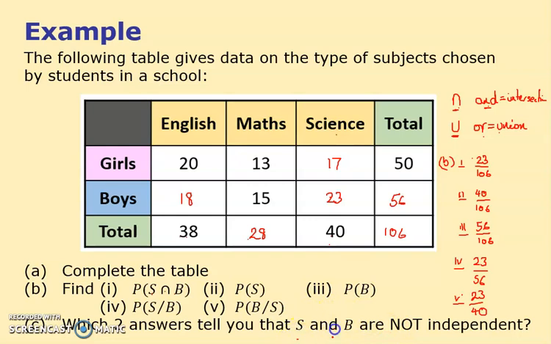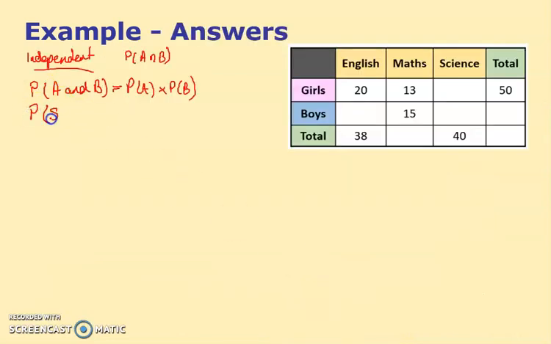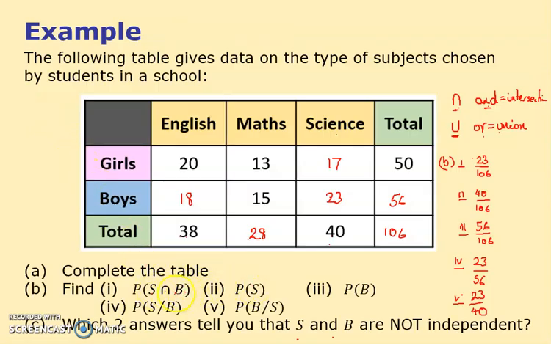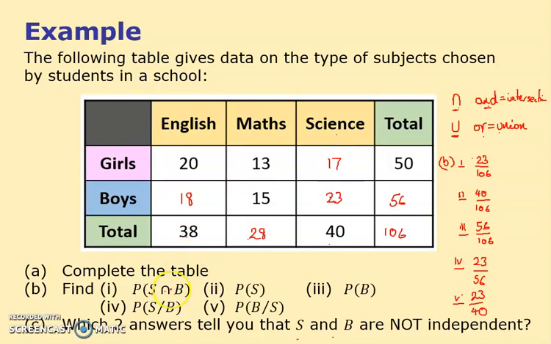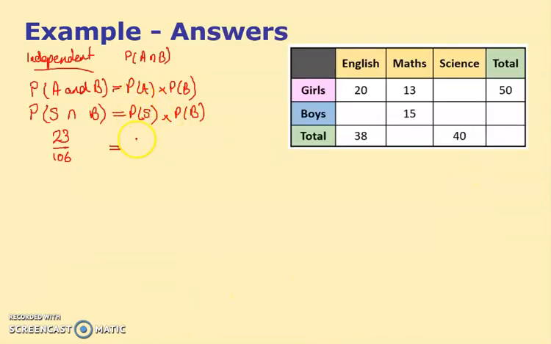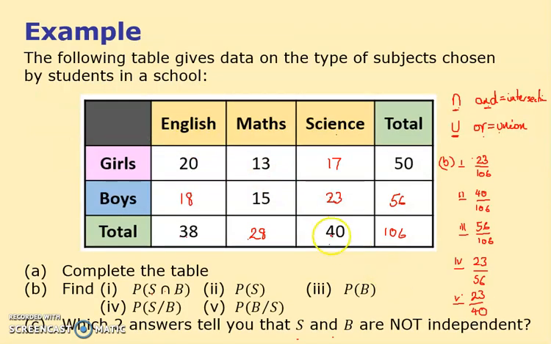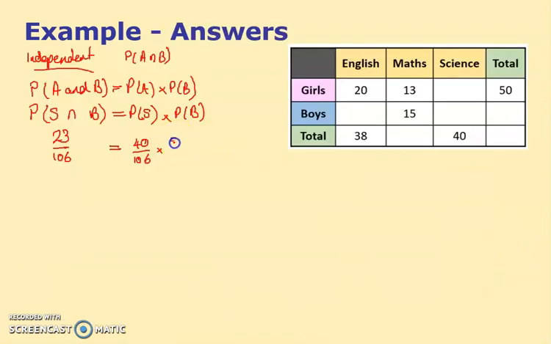Well, I just want S and B then, so I need, let's do proper notation, the probability of S and B should be equal to the probability of S times the probability of B. Let's go back. What were these three things? I can't remember. S and B. Oh, please, I wrote it the right way around. That's 23 over 106. That's what I want my answer to be. Is it equal to probability of S? That was number 2. That's 40 over 106. Times by, and probability of B is 56 over 106.